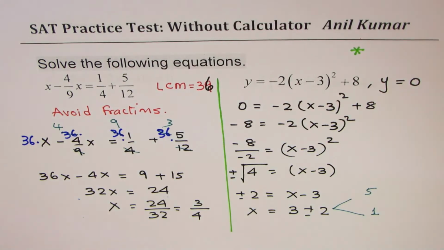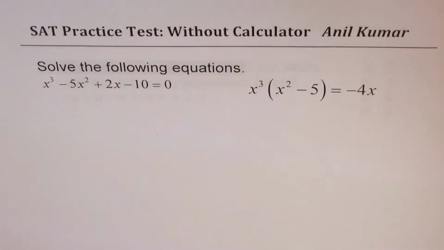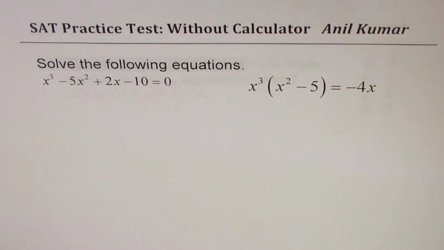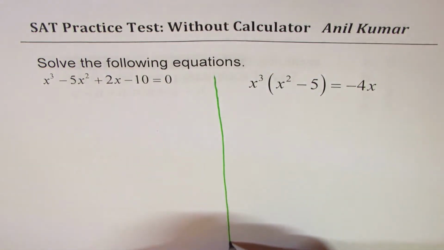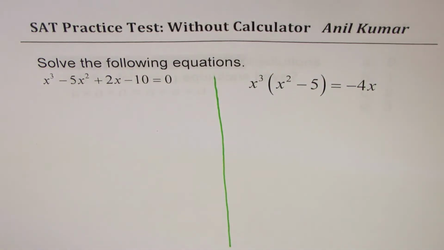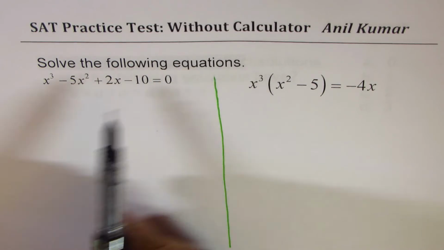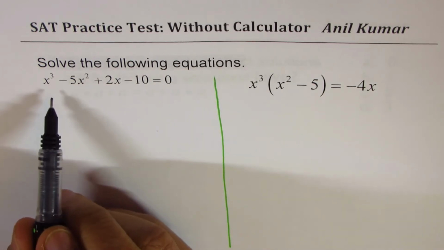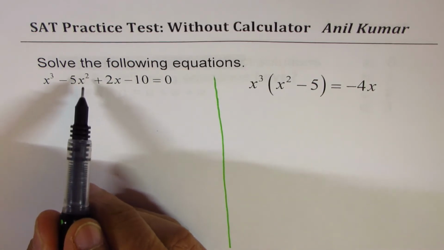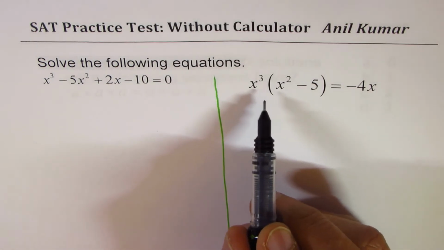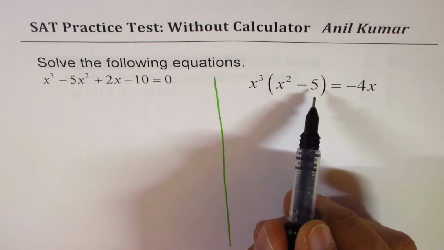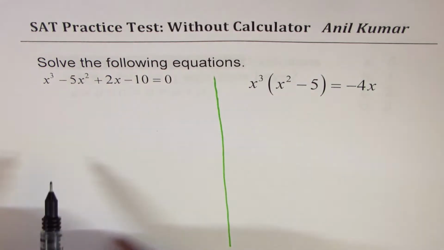So let's move on and take a few more questions. Now here are two questions which will involve factoring. I'd like you to pause the video, copy these questions and solve, right? We need to solve the following equations. First one here is x cubed minus 5x squared plus 2x minus 10 equals 0. The next one is x cubed times (x squared minus 5) equals minus 4x.